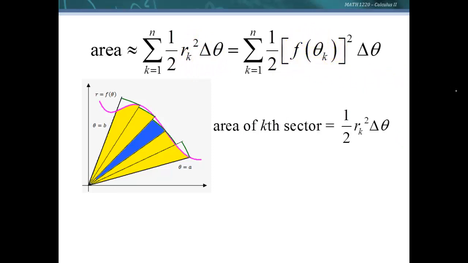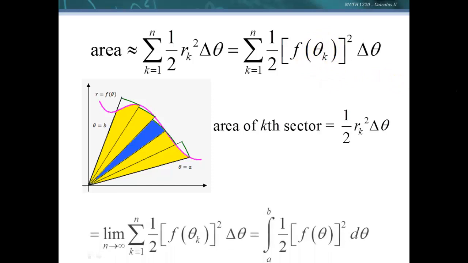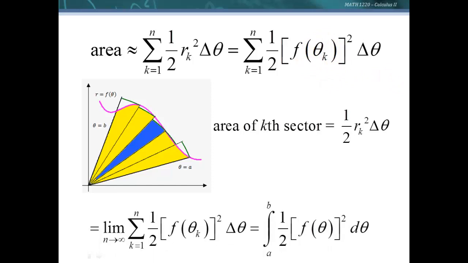So let's go ahead and do that, and then you know where we're going with this. The limit as n approaches infinity of these sectors, and that is the definition of this integral. So we could integrate from a to b, a being the theta right here, b being the theta here, and we'd have 1/2 f of theta squared d theta.